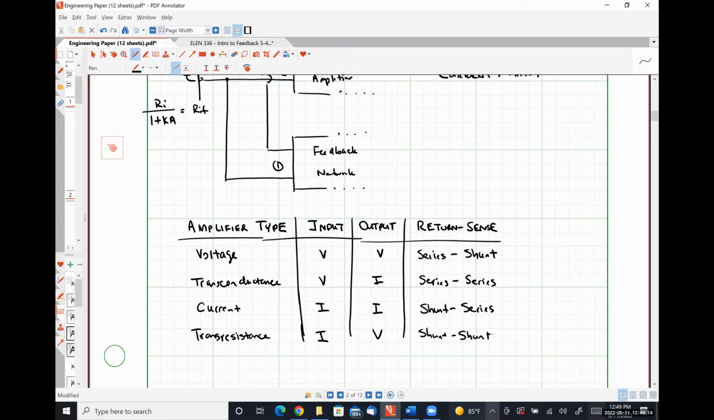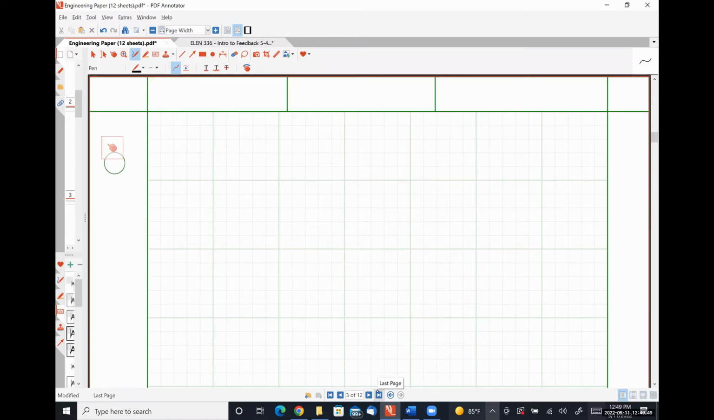For current amplifiers, we have shunt, so this is a low input, high output impedance. And then for a trans resistance, we have low input impedance and low output impedance, right? So we can figure out how we need to connect things to our open loop system in order to get our desired properties. All right, so next we are going to look specifically at feedback voltage amplifiers, or the series shunt configuration, right?